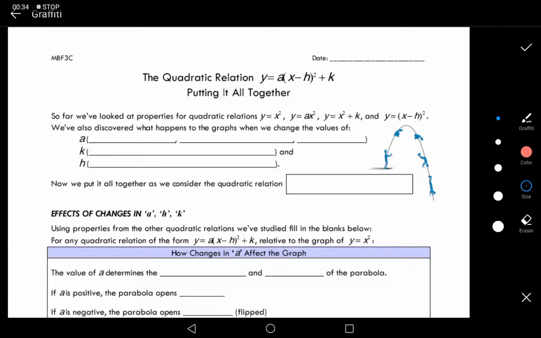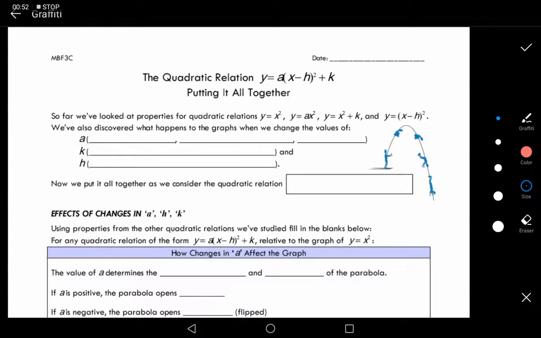More so, all 3 of these transformations will be applied to the same parabola. So we'll need to know how to put all of those together. So this is kind of a nice summary of the last three notes. Yes, 3 notes.